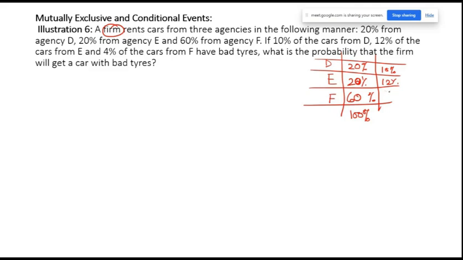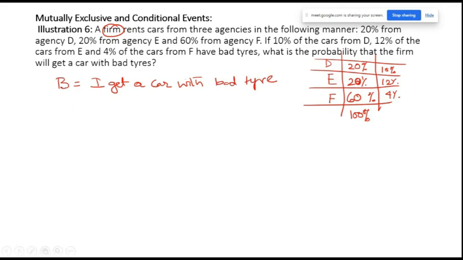And here 4% are having bad tires. So this is the chance. Now the question is: what is the chance that you get a car with bad tires? So let us start very simply. B equals the event that I get a car with bad tire condition. Okay, bad tire.